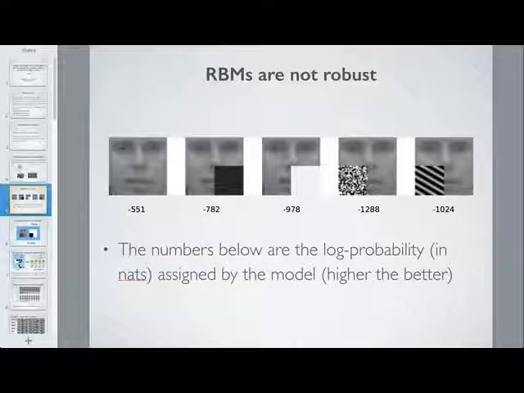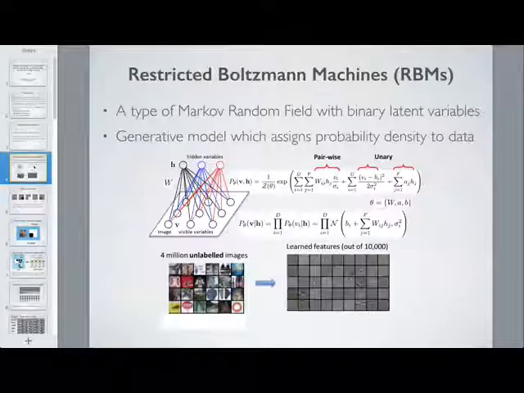Well, we employ a generative model called the robust Boltzmann machine. This is a generative model that's been developed for maybe 15 years now, and it's actually one of the precursors to the revival of deep learning. It is a bipartite Markov random field with binary latent variables.